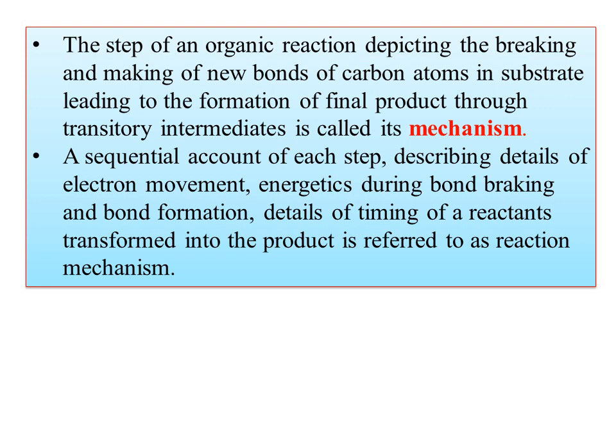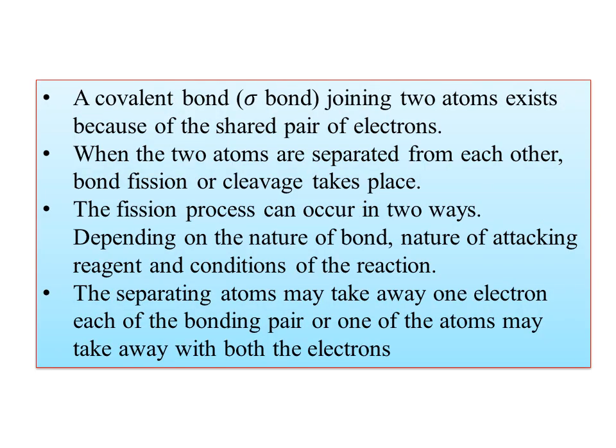That entire path, entire way, we are going to call it a mechanism. How the reactants are getting converted into product through intermediates, that we are going to call the mechanism. It is an account of each step, describing the details of the electron movement and the energetics involved during the breaking and making of bonds. Always the energy should be lesser, then only that reaction will be energetically feasible, otherwise the reaction doesn't take place. So all those details will be there when you consider reaction mechanism.